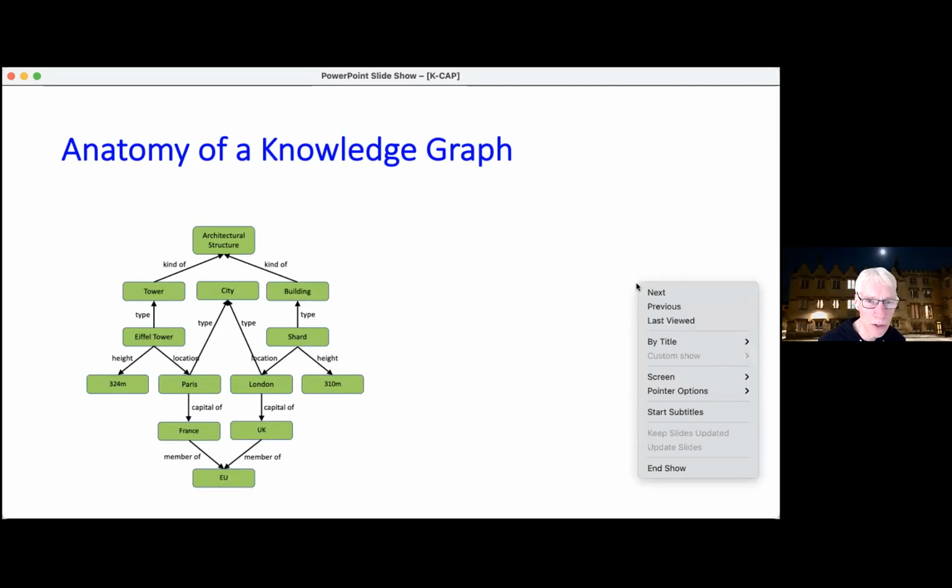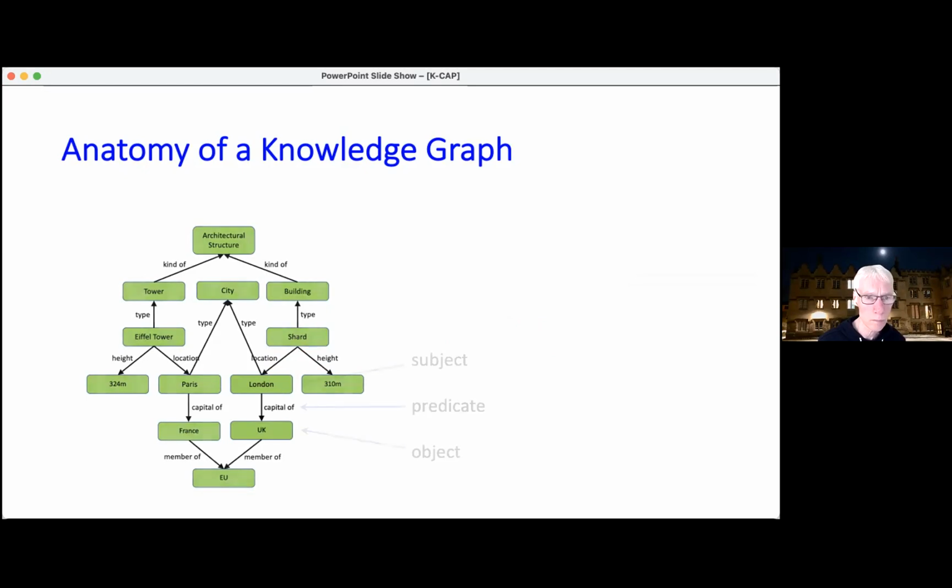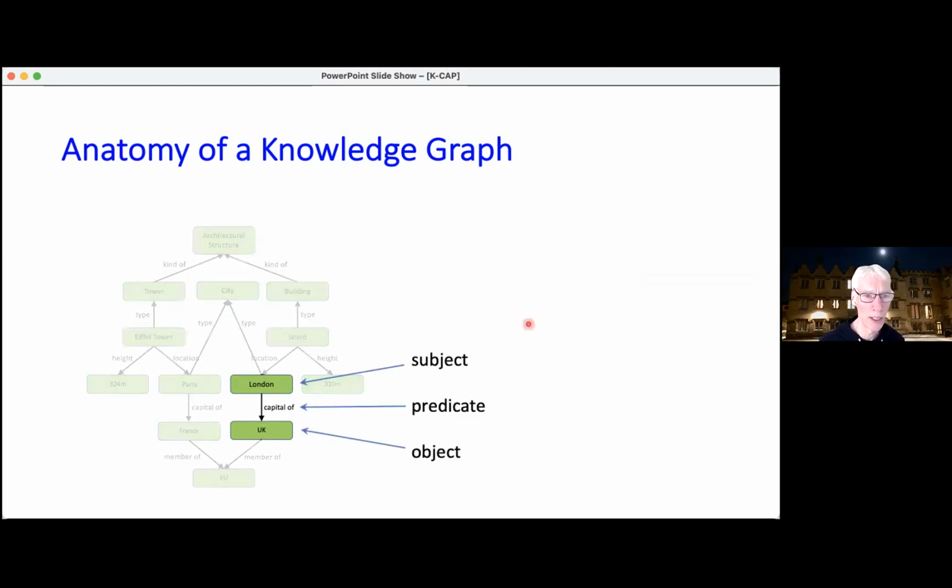Let me just flip to the pointer so that you can actually see what I'm pointing at, I hope. Here we have, for example, the Shard is located in London and it has a height of 310 meters. If we're in an RDF world, as most of us know, each individual pair of entities connected by a labeled edge is called a triple, with the first entity called the subject, the label on the edge called the predicate, and the target entity or value called the object.